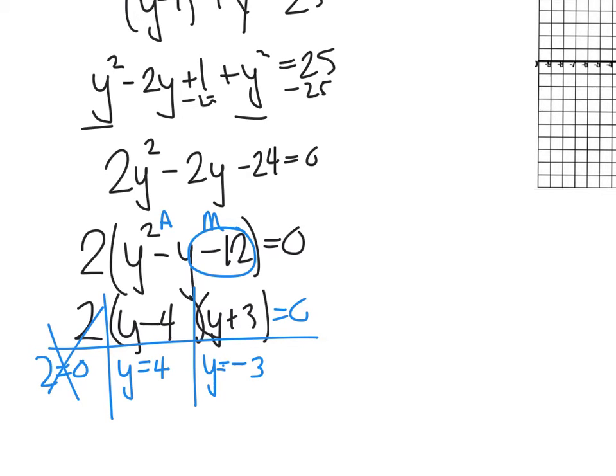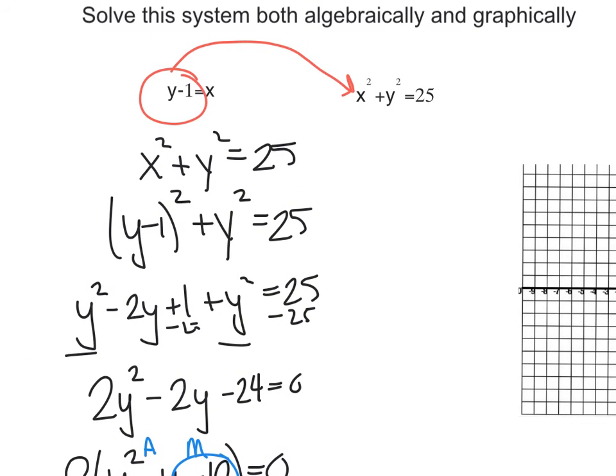Now remember, you're not done because the question didn't say just solve for y. It said find all the solutions. So notice there are x's and y's. You need to make sure you go back and get the x value. And to do that, you simply just plug it into the original. Now here's the beauty. It doesn't matter if you use this original or this original. It really doesn't matter. So I'm going to use the easier one. y minus 1 equals x.